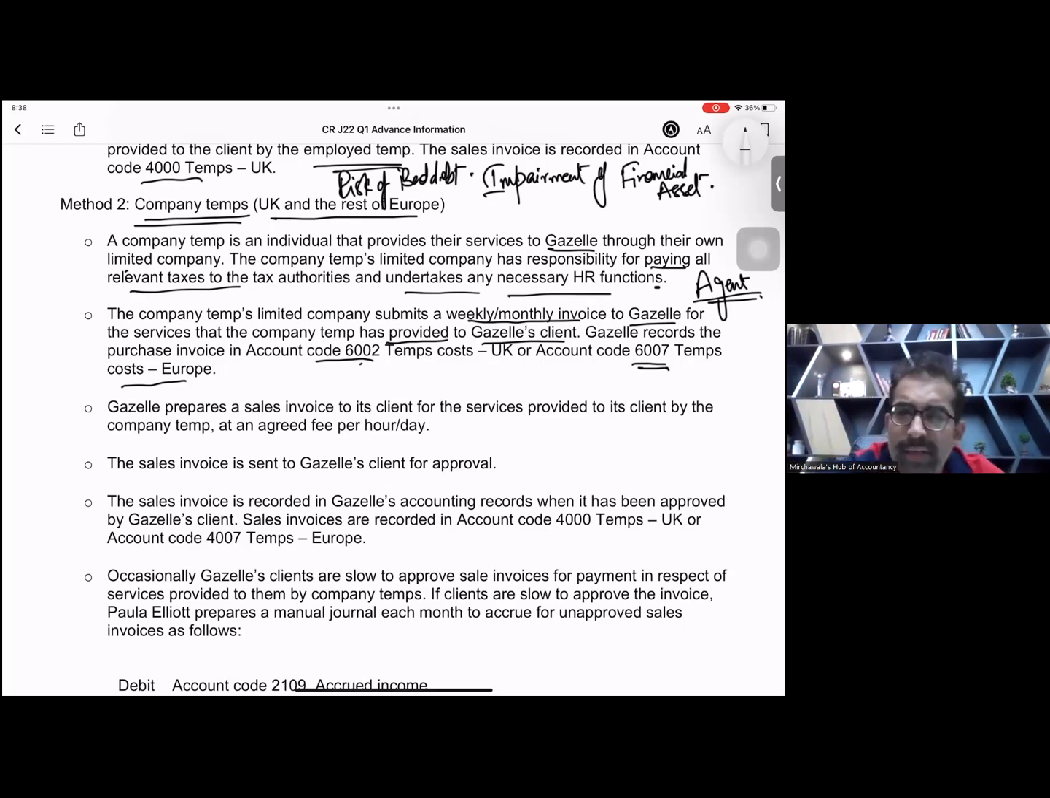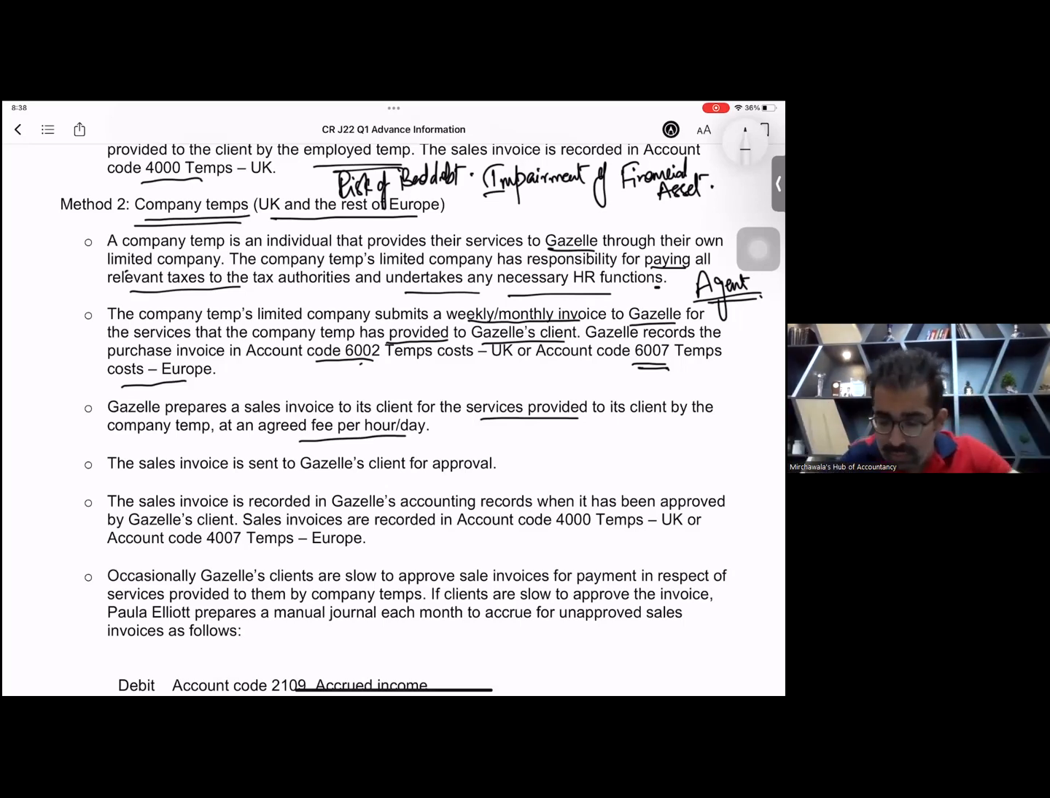So government sometimes gives you double tax relief, which we call DTR. So you must know all these implications if it is relevant. Now, Gazelle prepares a sales invoice to its client for the services provided to its client by the company temp at an agreed fee per day. This is routine. At one end, we'll receive the purchase invoice, and on the other hand, we'll send the sales invoice.